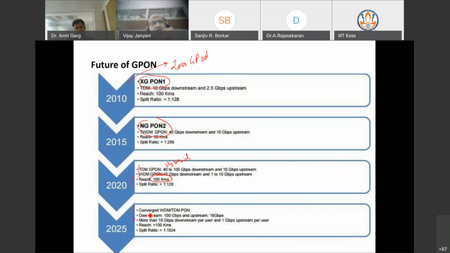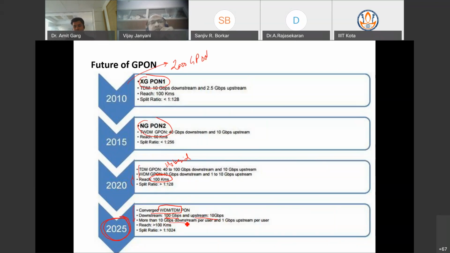But what is going to be next is that obviously there will be more convergence. You will have a downstream of 100 Gbps and an upstream of 10 Gbps. This is just a prediction. I cannot say exactly that this will happen. Maybe more happens or maybe less happens, but this is just a prediction I'm making based on the research and data available.